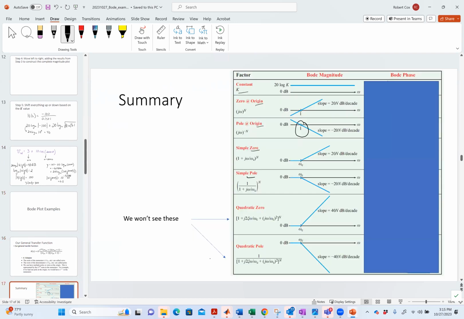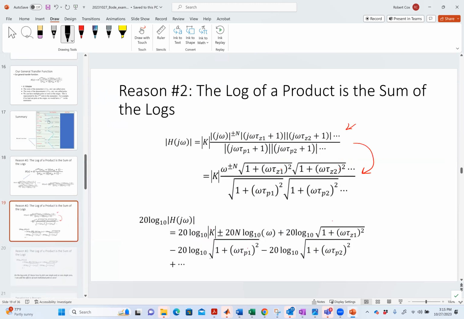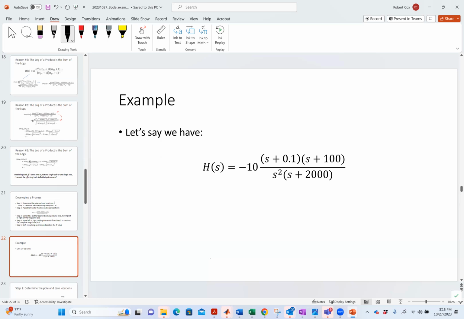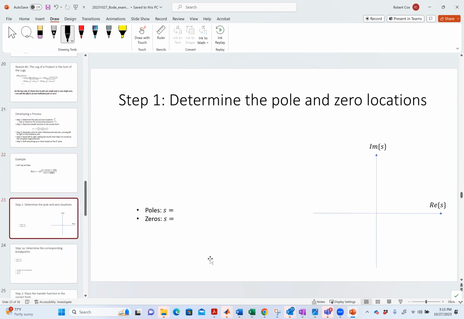Skipping through all this stuff here. This was our process. Let's say I got Mr. Ugly here. Mr. Ugly, I got H of s is -10 times s to the 0.1 times s plus 100 over s squared over s plus 2000. Is that in my standard form? Certainly not. He's ugly. He's going to get uglier as I go through. But what I want to do is figure out with this character, where are my poles and where are my zeros?